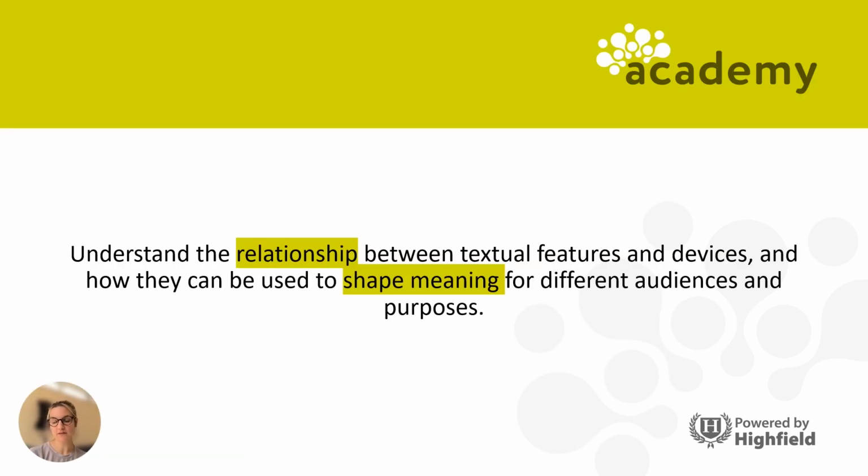So now coming back to our criteria then, you should now have a better understanding of this specific criteria. So we're thinking about understanding the relationship between textual features and devices and how they can be used to shape meaning for different audiences and purposes. So we've looked at how those features and devices can support a reader's understanding.